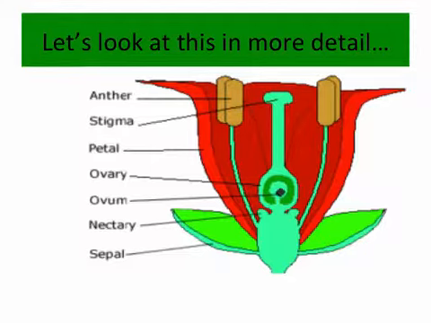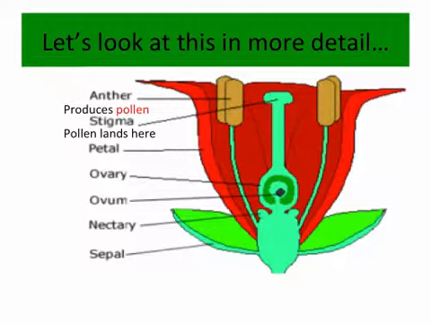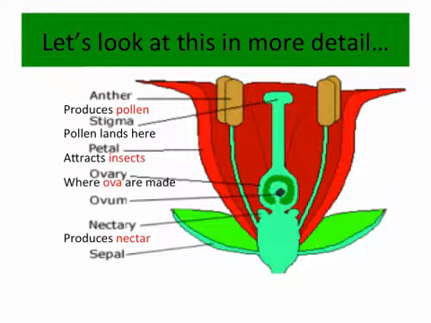Looking at the insect-pollinated flower in more detail, you need to know about the different structures that are present. The anther produces pollen. The stigma is where the pollen will land. The petal is there to attract insects. The ovary is where the ova are made. The nectary produces nectar, which is a sugary liquid that the insects will go to the flowers to drink. And the sepal is a green kind of outer layer that will protect the flower as it is growing.